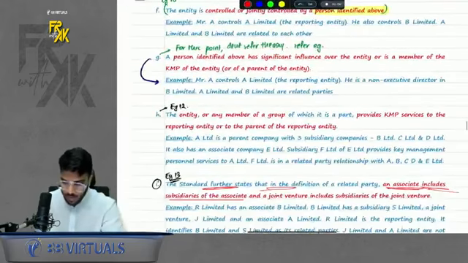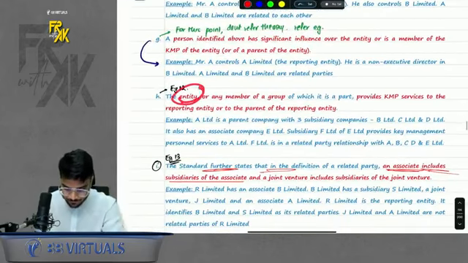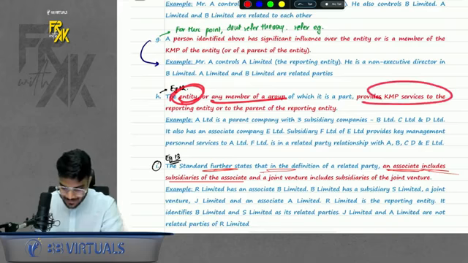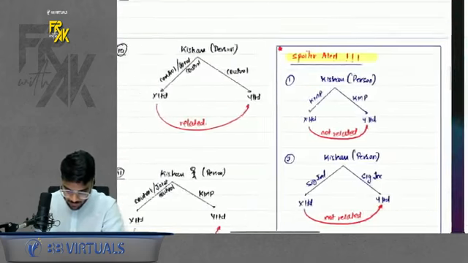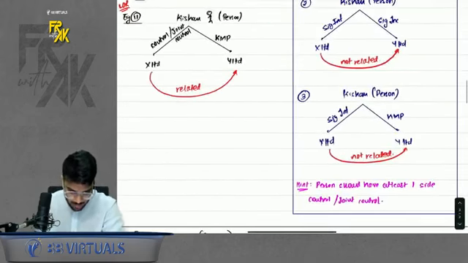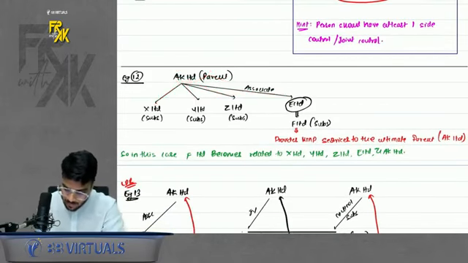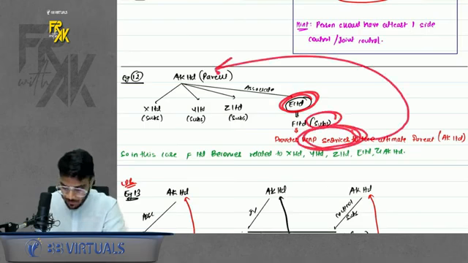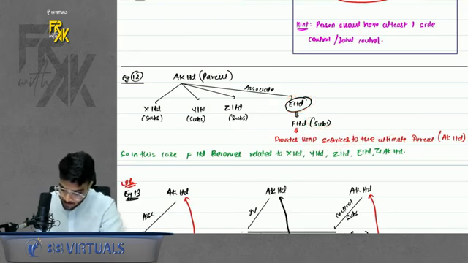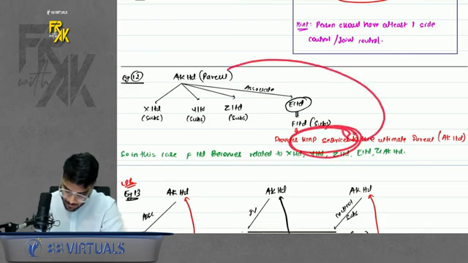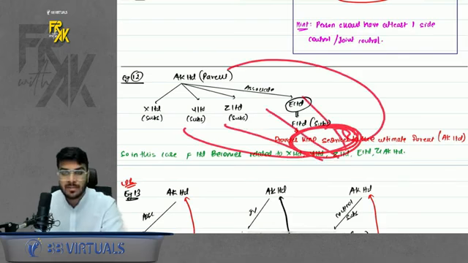Okay, then it says the entity or any member of the group provides KMP services to the reporting entity. What is the meaning of this? Example number 12, please have a look here. Let's say you are a parent, you have multiple subsidiaries and associates. Now an associate has one subsidiary which provides KMP services to the ultimate parent. So if any of the group companies provides KMP services to the ultimate parent, it becomes related to everyone. It becomes related to everyone.